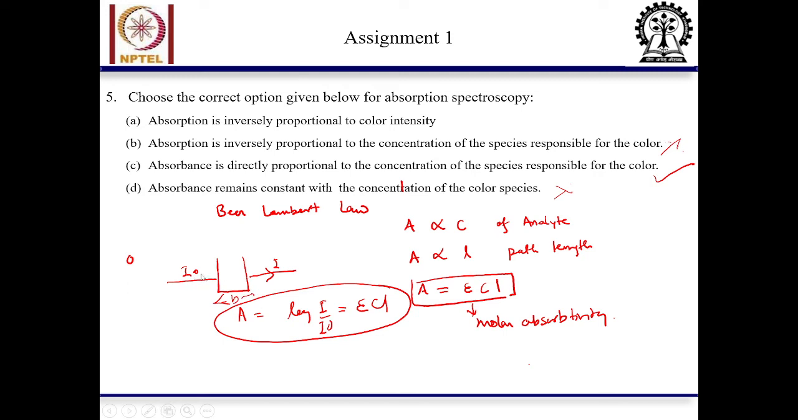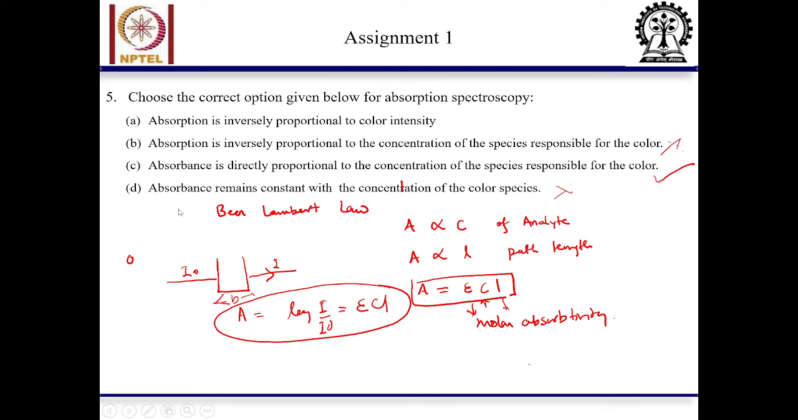Here we have the intensity of the light, which is I0. Once it has passed through the solution, the intensity of the transmitted light is I. So basically, the absorbance is log I0 by I, which equals epsilon C L. It is proportional to the concentration of the analyte and the path length of the cuvette in which the solution is kept, and epsilon is the molar absorptivity, which is a constant.